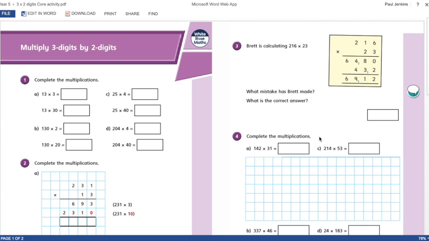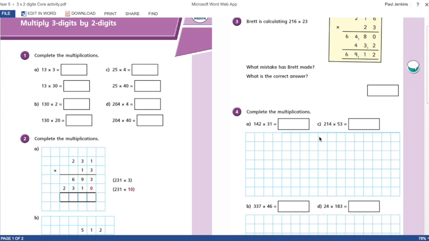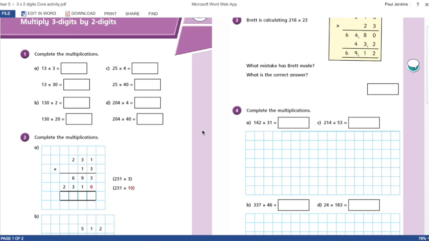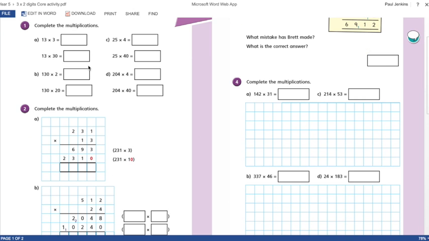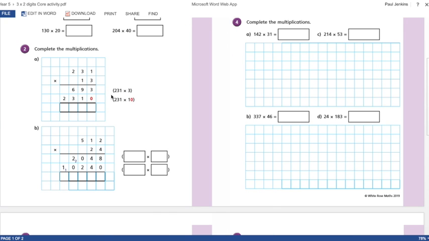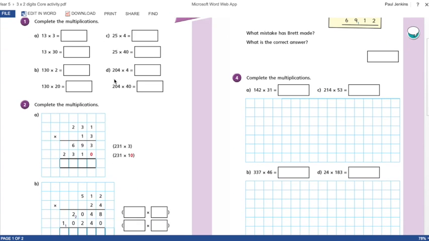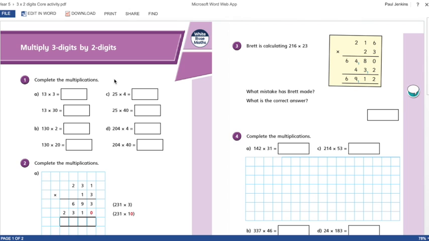So as you can see on the screen here, this is the core activity sheet for you to have a go at. Question 1 asks you to begin with some 2-digit by 1-digit multiplication questions, and then you build up to double digit. And then question B here, you're going from 3 digits times 1 digit, and then moving up to 3 digits times 2 digits. Keep working through question 2, looking at the way the work has been laid out. Question 1 and question 2 are gradually building up your confidence in the questions.